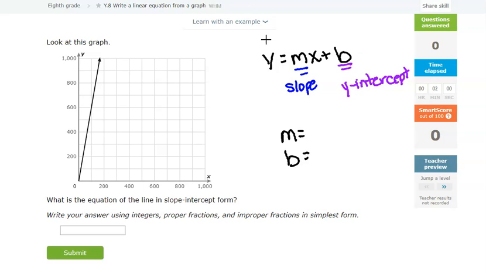And y-intercept literally means where the line crosses the y-axis. So my graph line here crosses the y-axis right down here at the origin. So my b value is actually just 0. Now, finding the slope from a line is exactly what we did last on Tuesday.